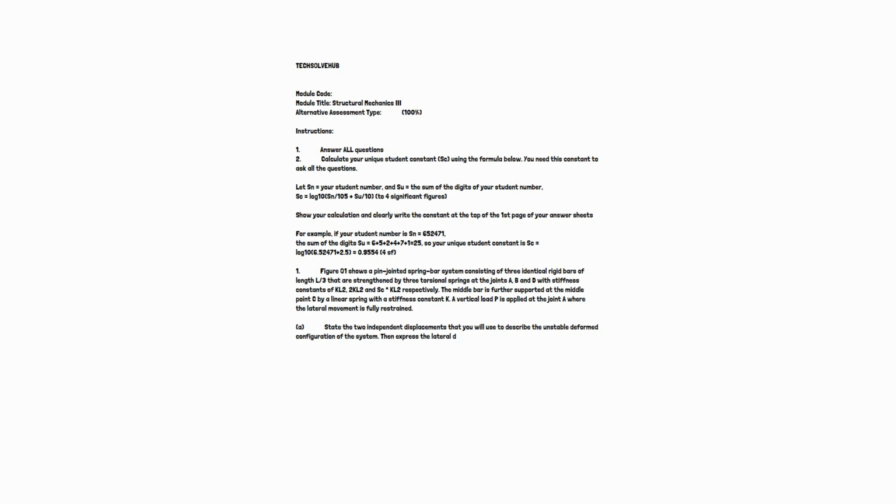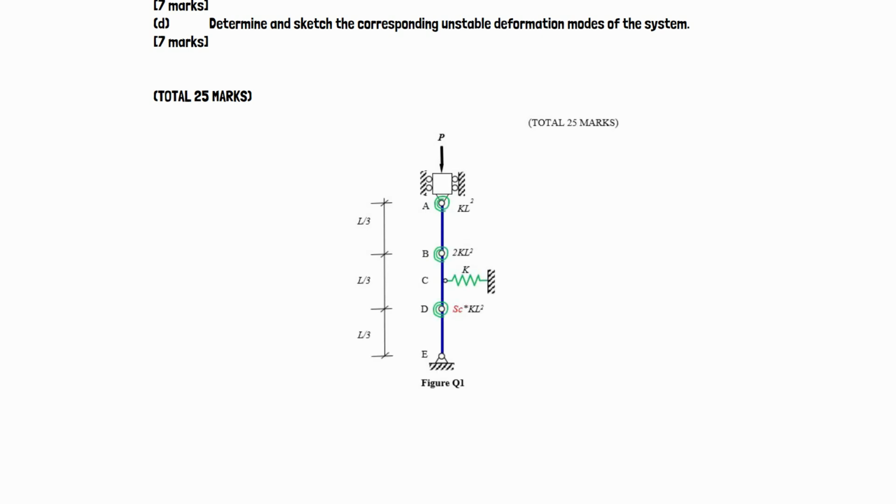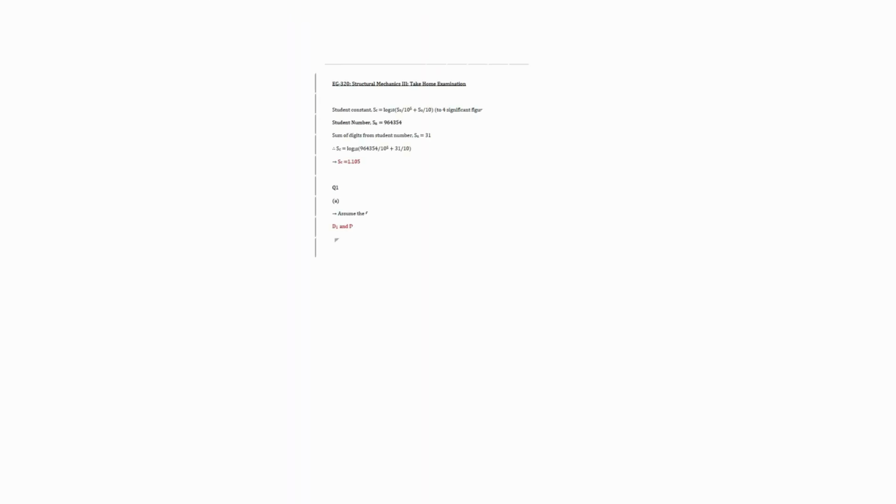A. State the 2 independent displacements you will use to describe the unstable, deformed configuration of the system. Then, the lateral displacement at C and the vertical displacement at A are expressed in terms of these 2 displacements. 4 marks. B. Derive the total potential energy as a function of the 2 independent displacements. 7 marks. C. Calculate the 2 critical values of the applied load P at which equilibrium becomes unstable. 7 marks. D. Determine and sketch the corresponding unstable deformation modes of the system. 7 marks. Total 25 marks.